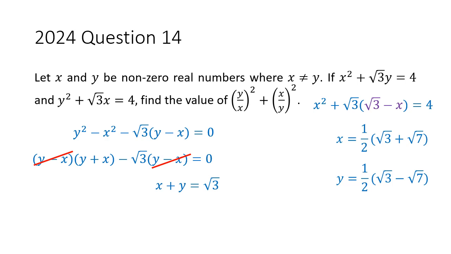So here I've just shown you roughly the approach to get the value of x and y. Now the tedious part is to sub this back into y over x squared plus x over y squared. If you do it, you will be rewarded. The final answer will be 23, but it's just a lot of surds that you have to untangle.